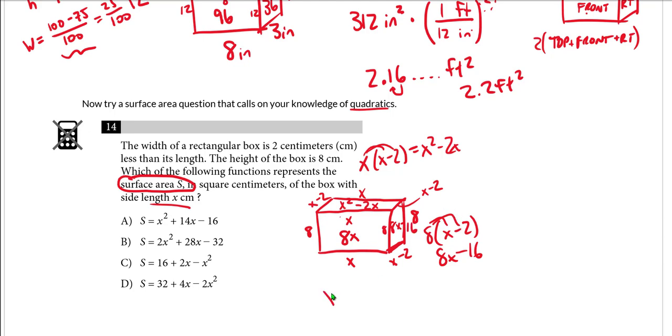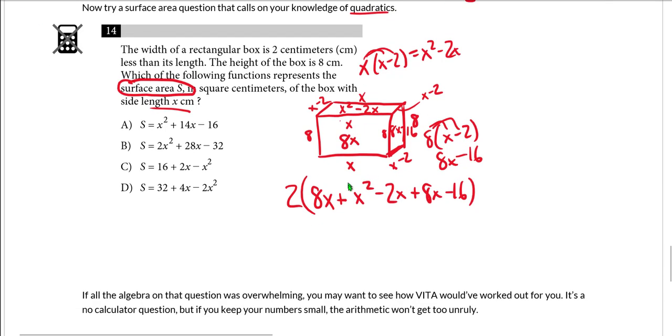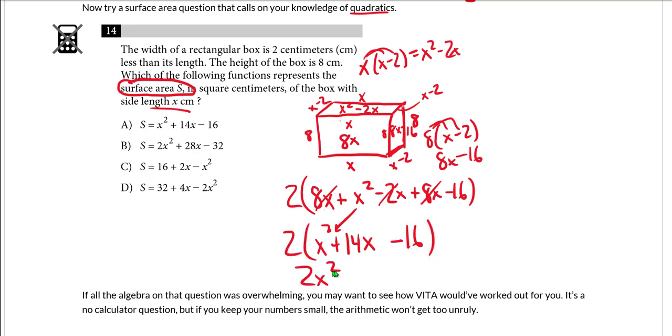And now remember what I do is I add those all up. 8x, that's the front face, plus x squared minus 2x, that's the top face, plus 8x minus 16, that's the right face, and I'm going to multiply all of that by 2. Let me start cleaning this up. So 8x plus 8x is 16x minus 2x, so that's going to be 14x. I'm going to put that in the middle. I still have my x squared there, nothing to combine with that x squared, and then I have minus 16. I'm multiplying by 2. That's 2x squared plus 28x, and then minus 32.